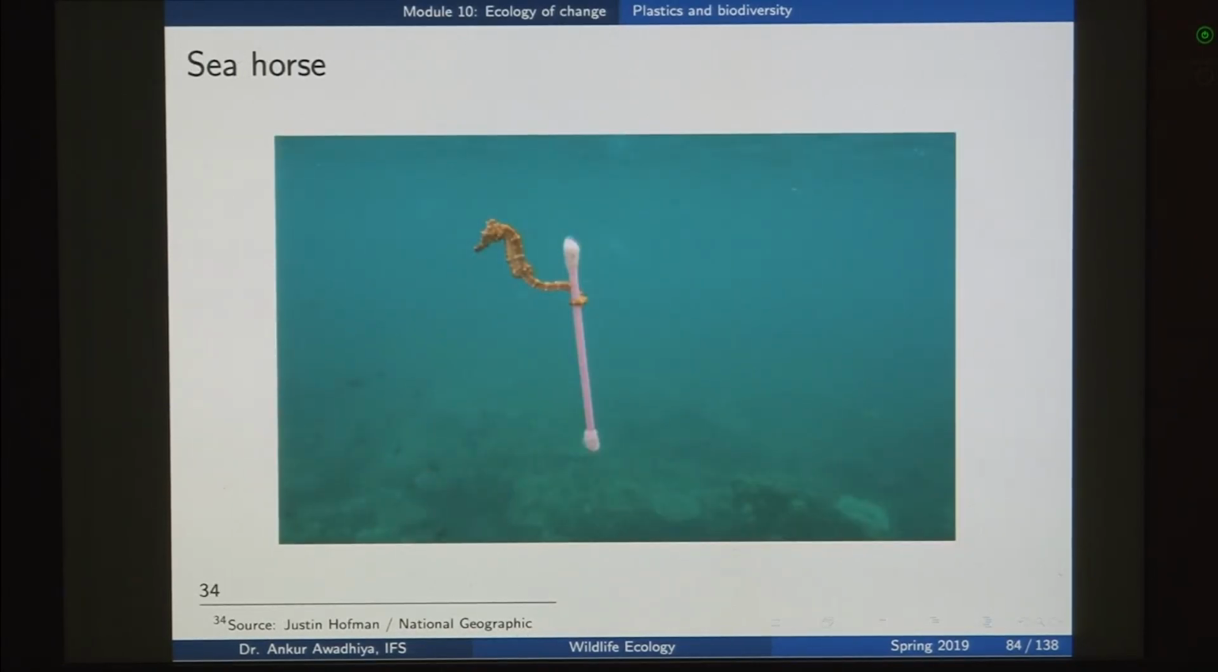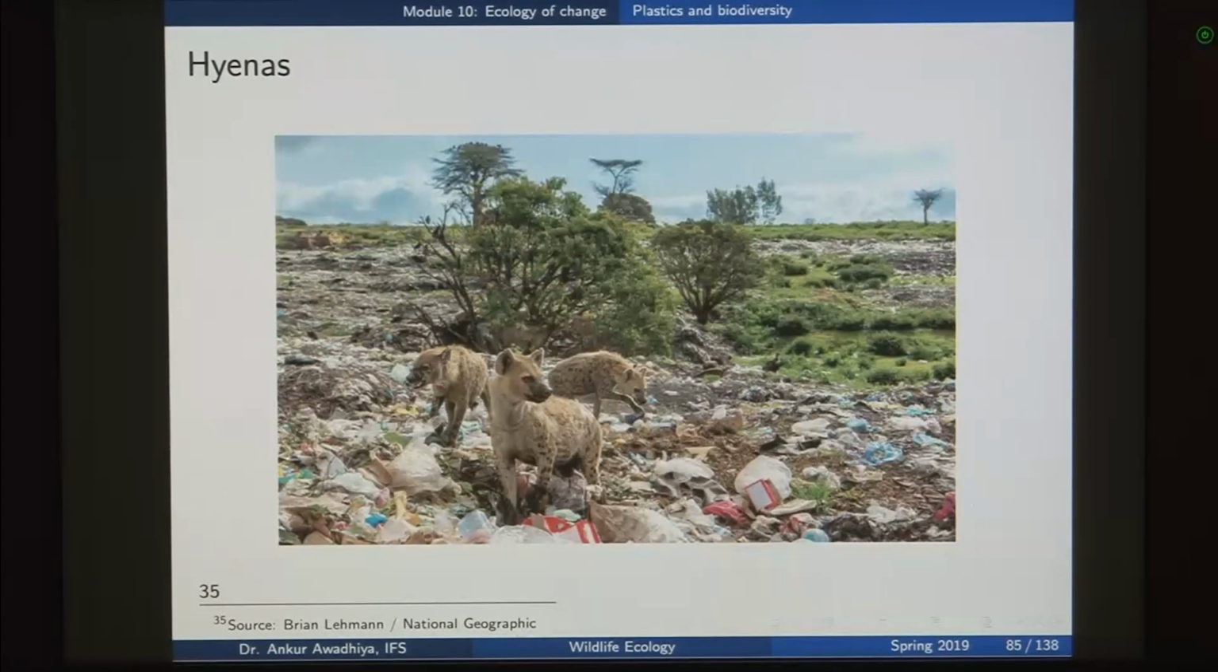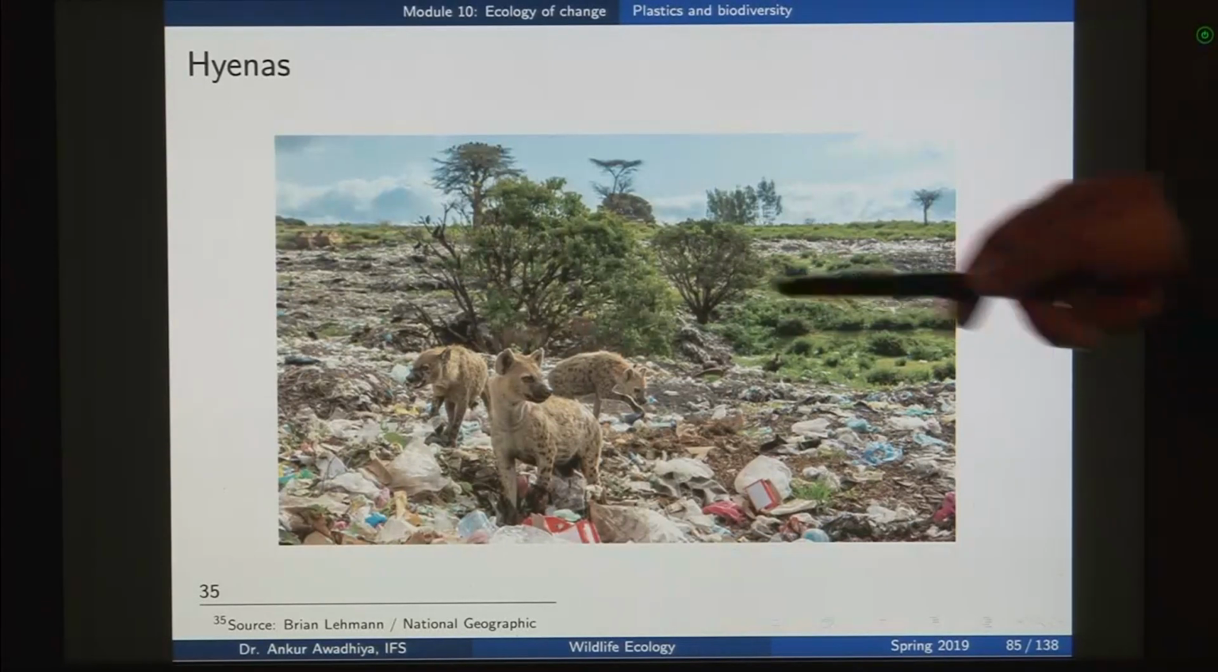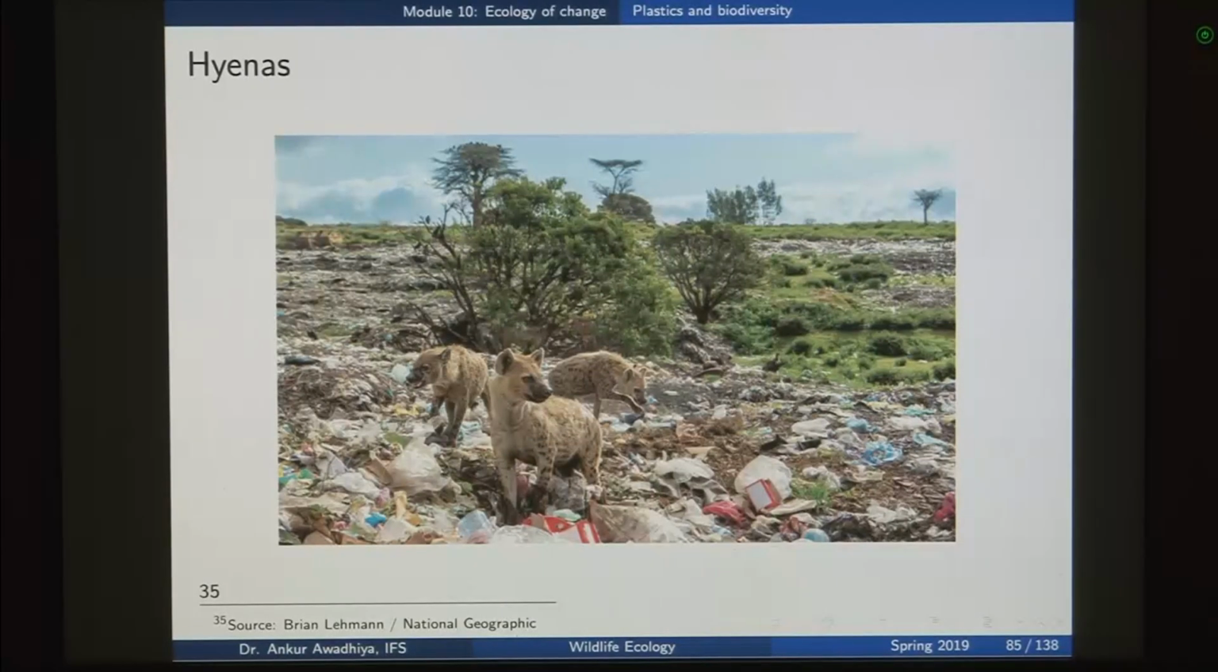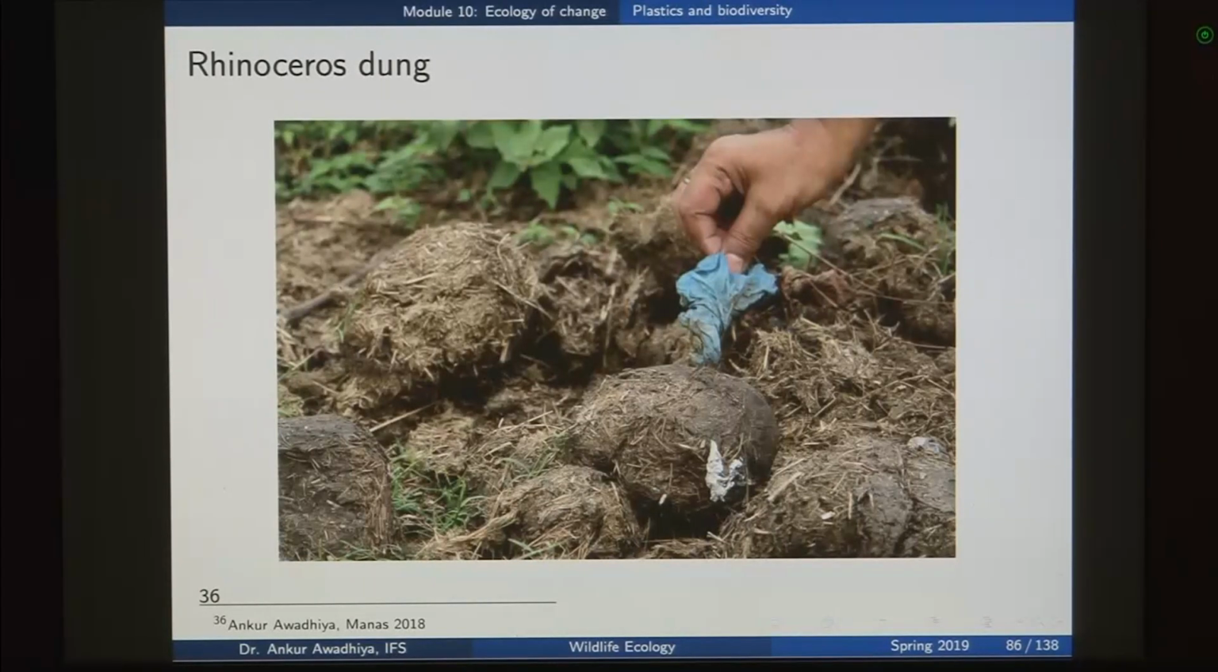Or let us look at the seahorse. Now you have the seahorse that in place of using a twig is now using an earbud for its support. What will happen next? If there is an animal that feeds on seahorses, it might even feed on this earbud. Or let us talk about these hyenas. Now these hyenas are there in a trash yard, and all they have around is plastics. Now this is not a normal behavior. This is not something that a hyena is exposed to or should be exposed to in the normal course of life. We are observing these days, we are observing plastics even in the most pristine of environments.